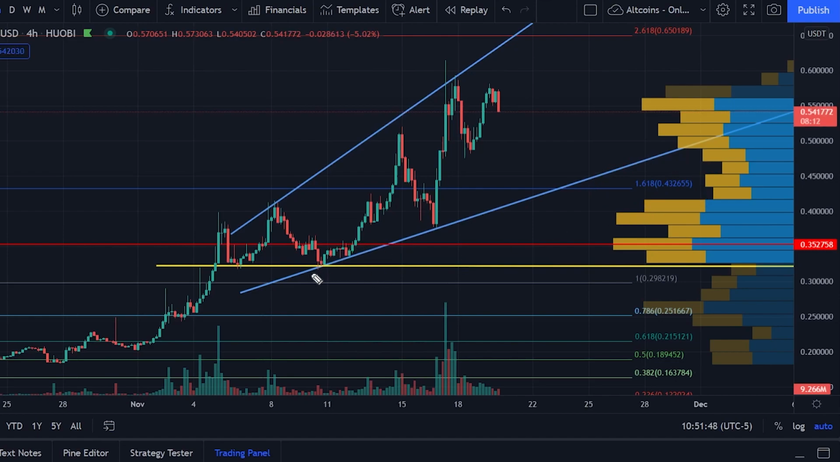And then lastly, the base of the pattern, which is sitting at 32 cents, right? So 3 bearish price targets: 43 cents, 35 cents, and 32 cents. So those are my bearish price targets.